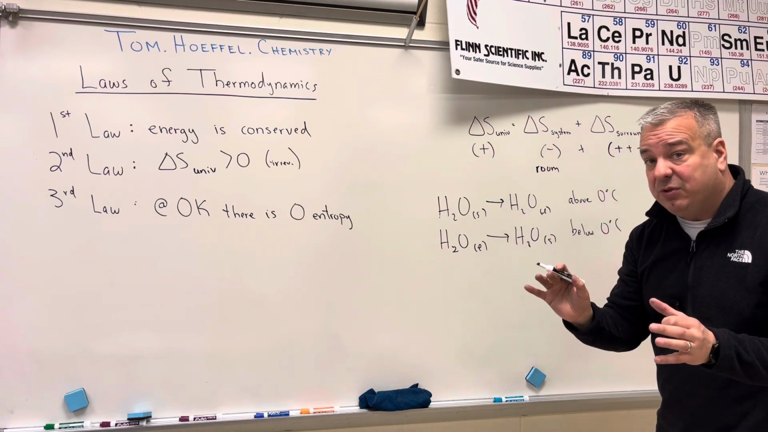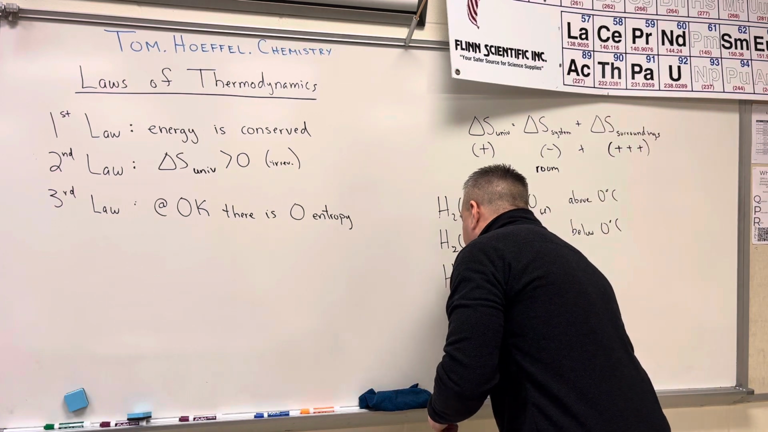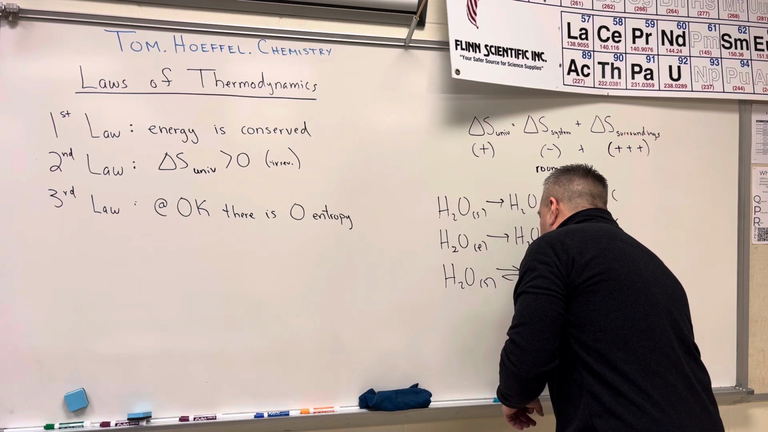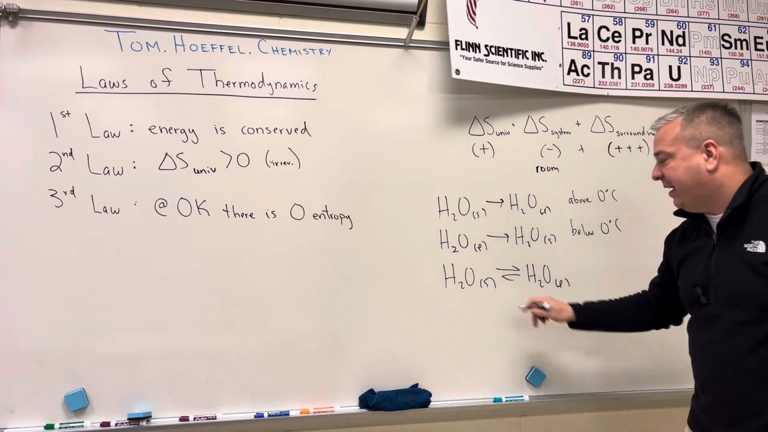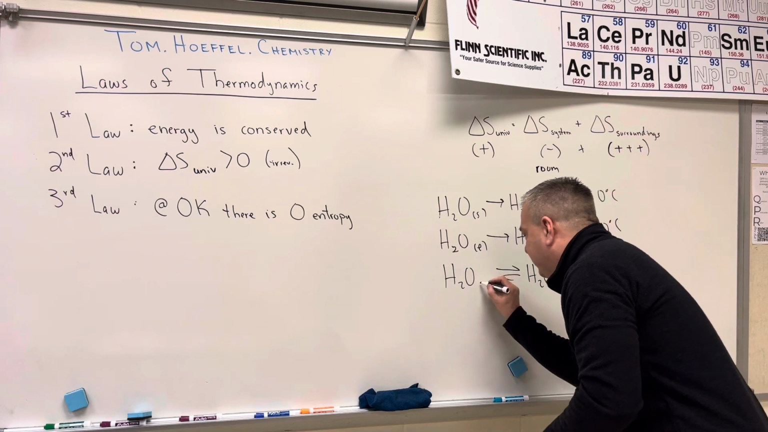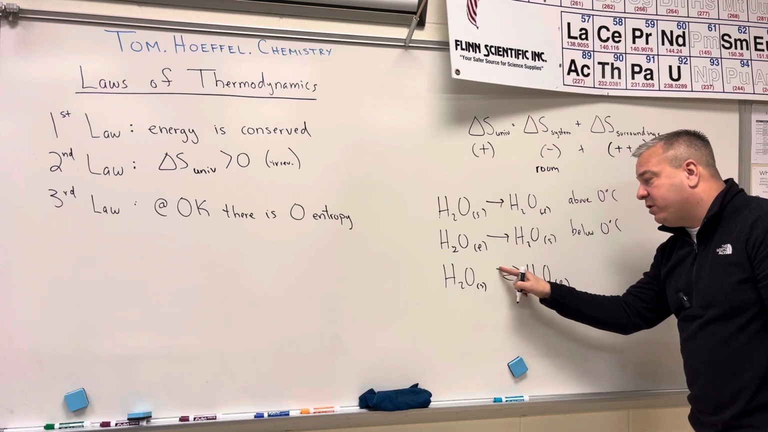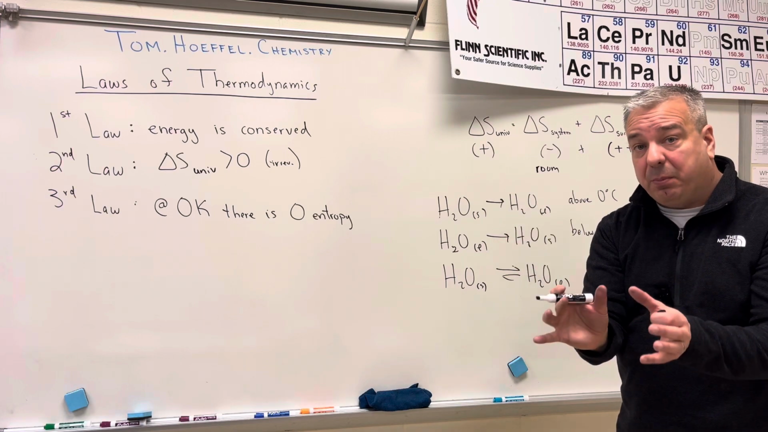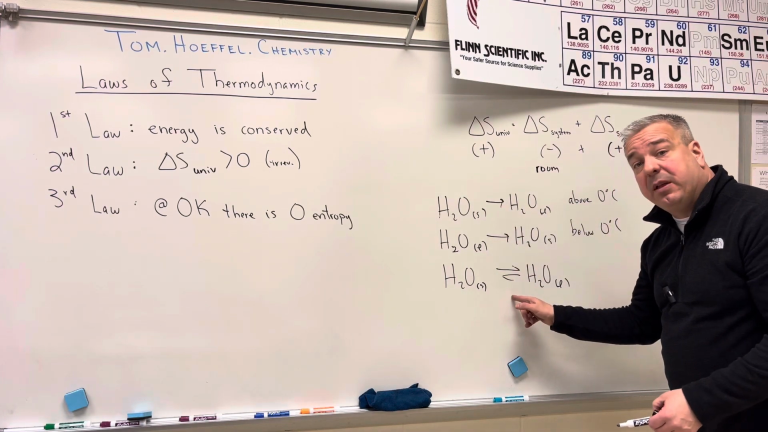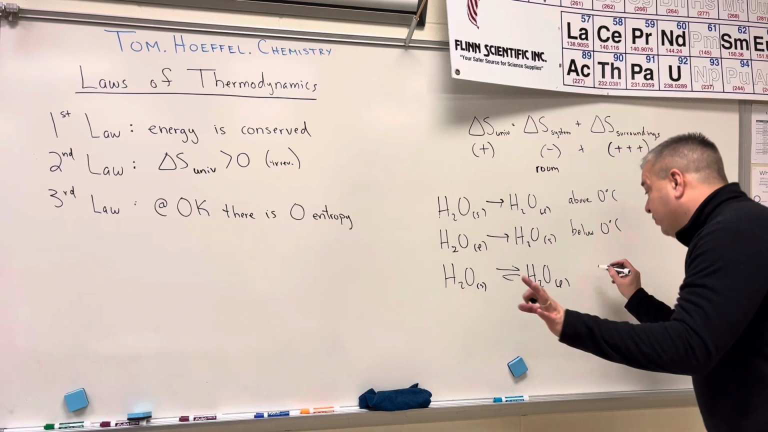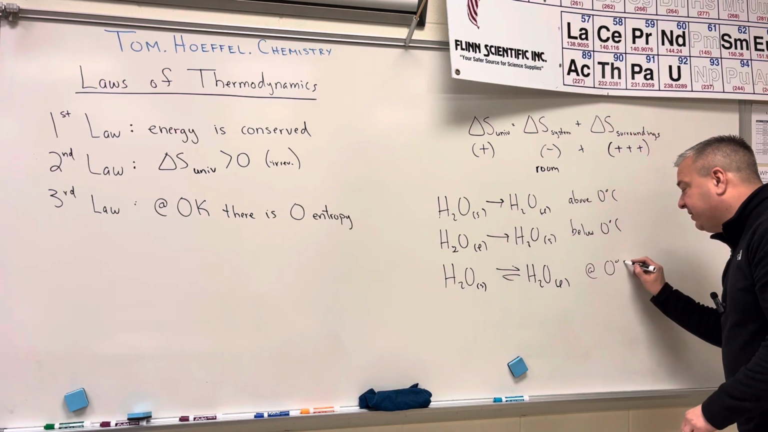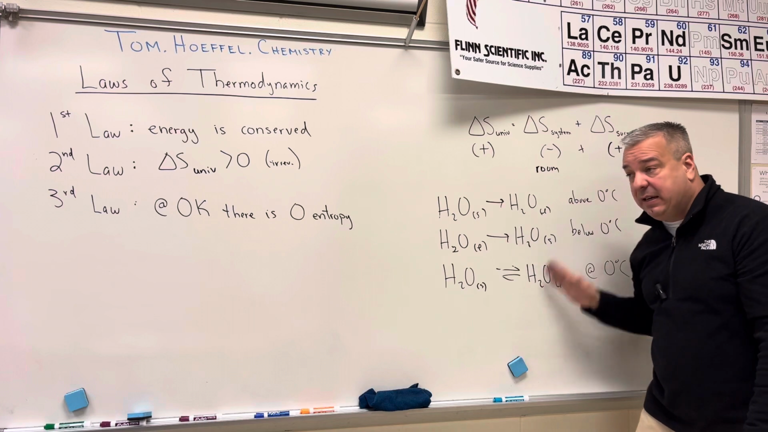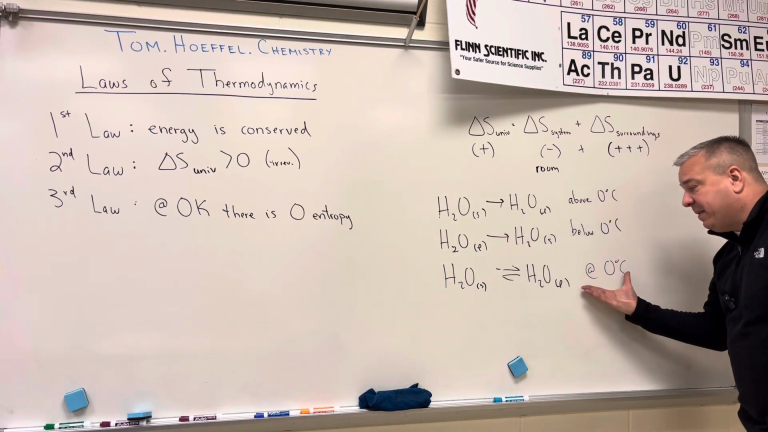Well, there is a special situation for the delta S of the universe. And that is when we go from solid to liquid, but I use an equilibrium arrow instead. I'm a little sloppy here with my S's, so let me clean that up. This is an equilibrium arrow, which means that it can go in this direction or it can go in this direction. And that's when you have a reversible process. That's when you can use this equilibrium arrow, and it's a special situation. Now, this only happens at 0 degrees Celsius. At no other temperature can solid and liquid go in both directions, either melting or freezing. So that only happens at 0 degrees Celsius.